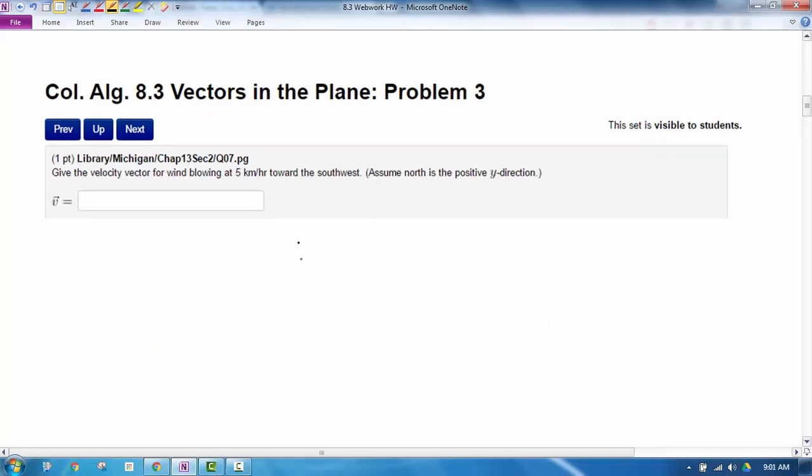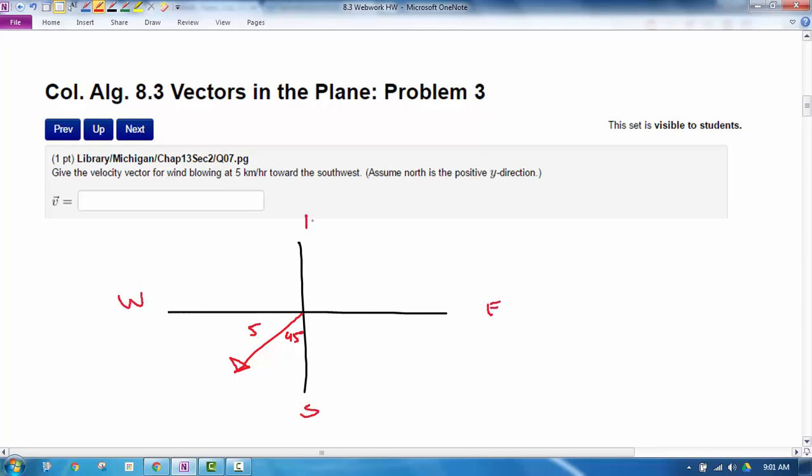Okay, the next question says, give the velocity vector for the wind blowing at 5 kilometers per hour southwest. So let me just draw that here. That'd be 5 kilometers. I'll just leave it as 5 for now. Southwest means that we're at a 45-degree angle southwest. So here's south, here's west. So there's our vector.